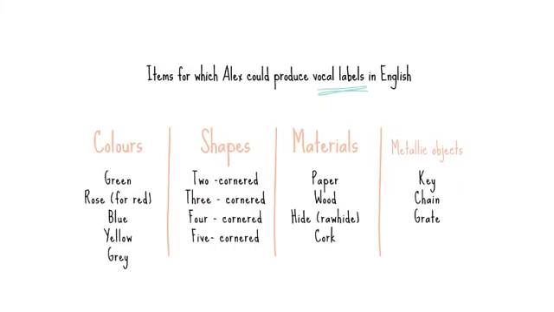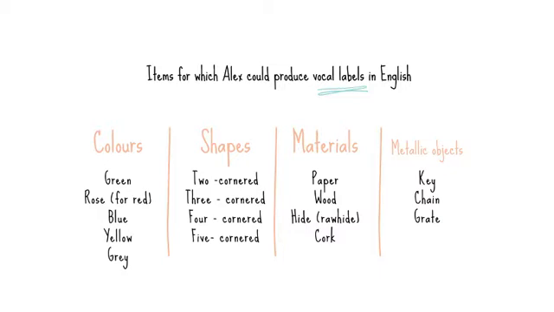Now, these are the items for which Alex could produce vocal labels in English. So these are the things that he could say. Okay, that is what is meant by vocal labels. So Alex can already say green. He can say rose. He can say blue, yellow, gray.